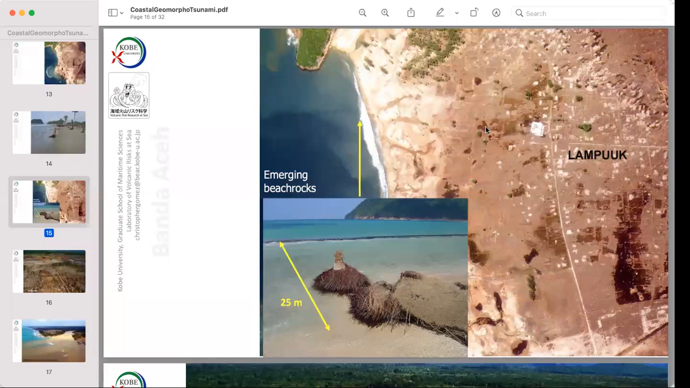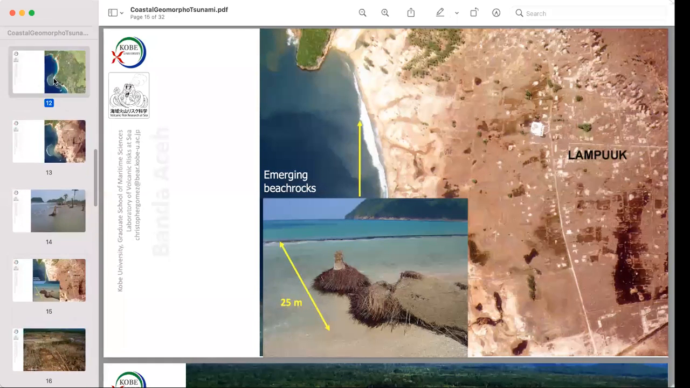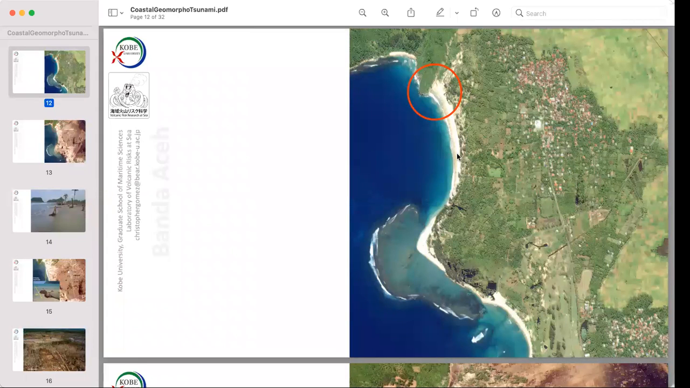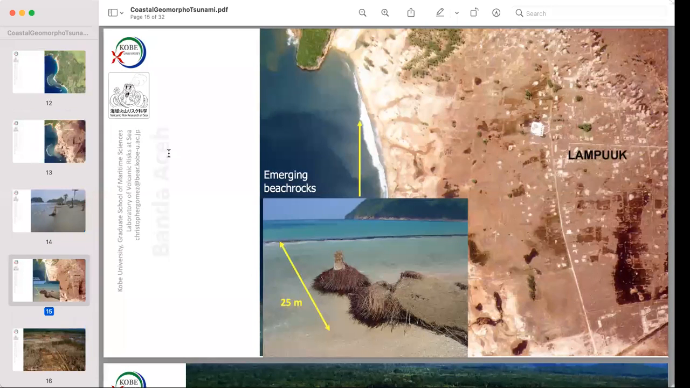On that photograph, you can also see those features here. You see that channel. You have another channel here and another channel here. Those channels were not there before the tsunami. If you want the proof, you can have a look at this. You can see there is no channel. And those channels have appeared because of the backwash. So the tsunami water comes in, it inundates all of that.